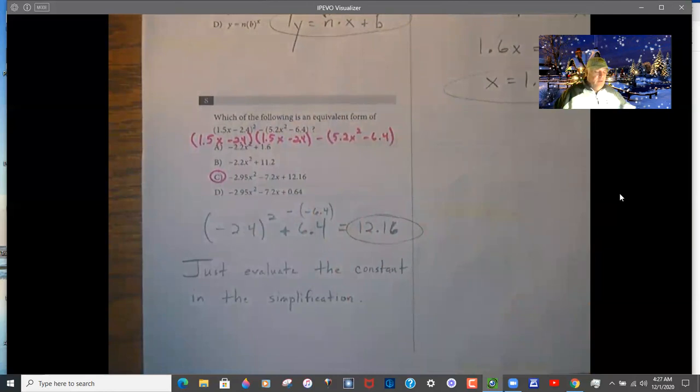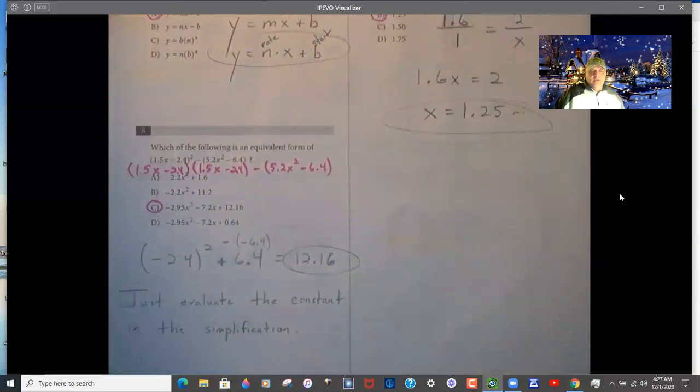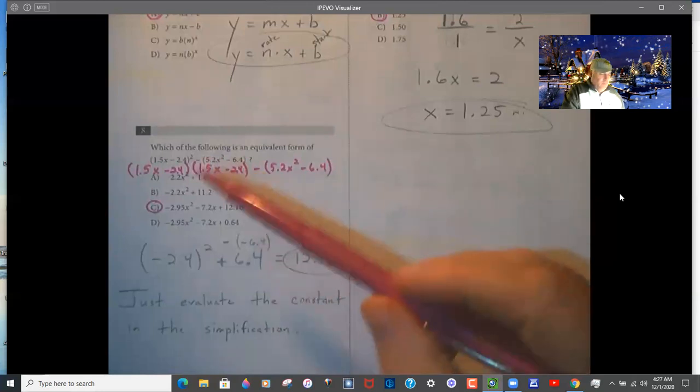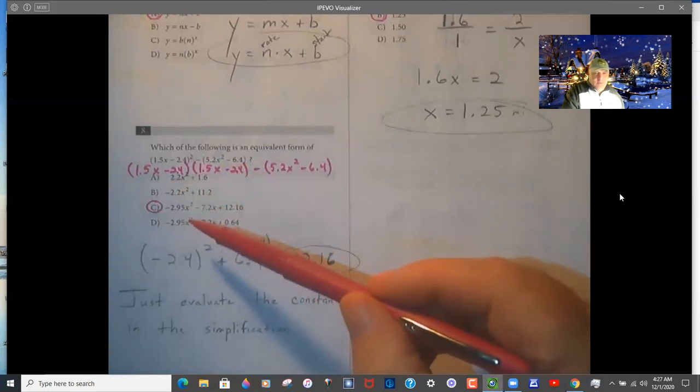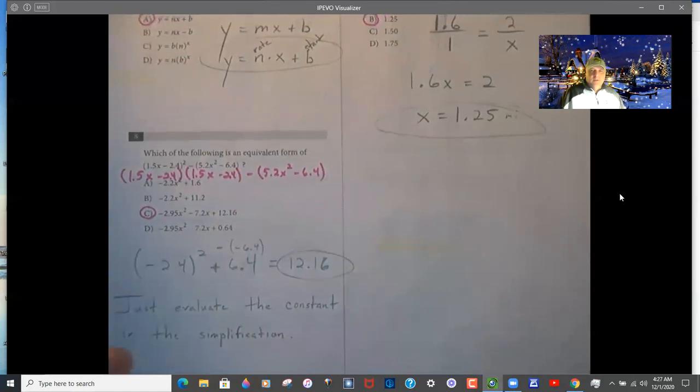A lot of times that's all you need to do in a problem that looks like this is a lot of work. If you did the whole thing out, it would be a lot of work. But if there's any way that you can do a piece of it, a lot of times just the front end. But notice the front end you have two that are the same with the negative 2.95x squared. So the back end is the best way on this one.